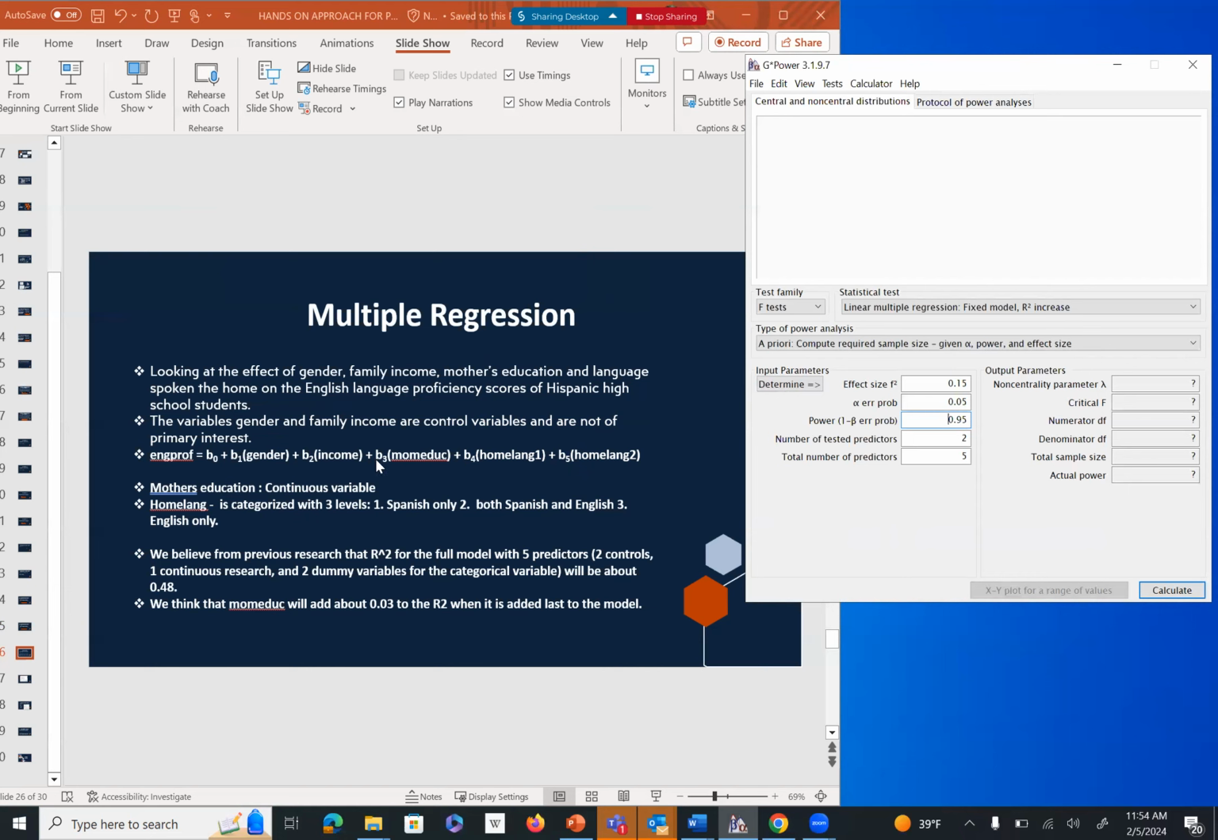And we think that our beta 3, mother's education, will add about 0.03 to the R-squared of our model when it is added last into our model.